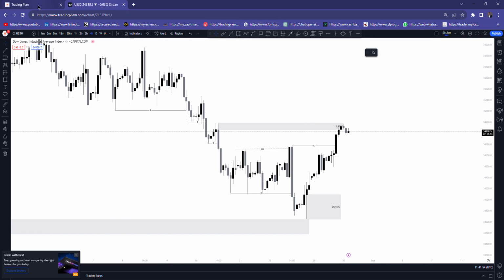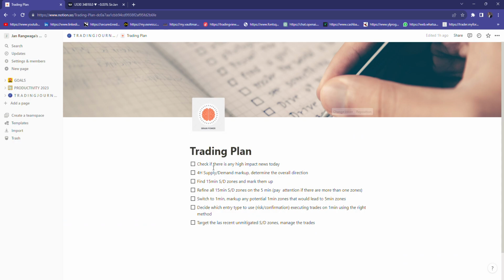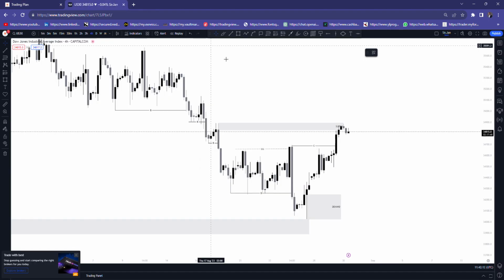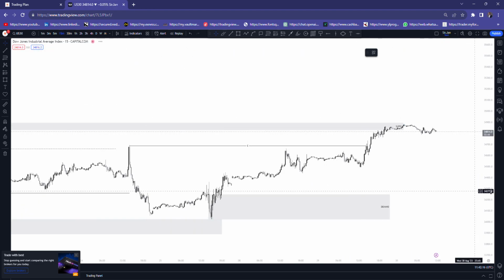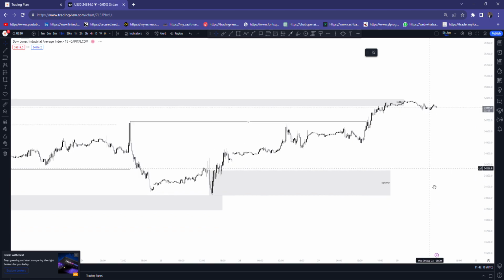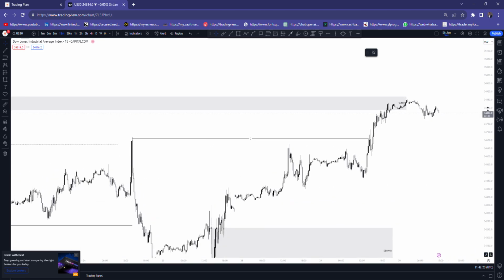Okay, let's go back to my trading plan. Now we've determined this move. We have seen 4 hour supply and demand markup determine the overall direction. Then we go to find 15-minute supply zones and mark them up. So what we're actually trying to do is to mark the 15-minute zones. I'm just giving you the way in which I approach the market on a day-to-day basis.